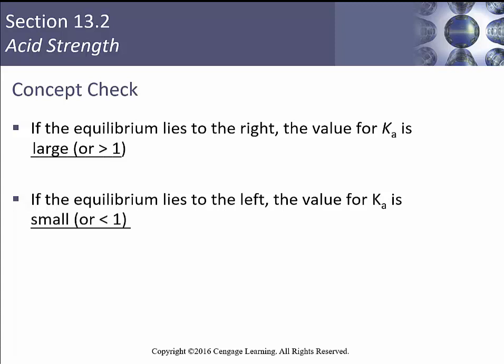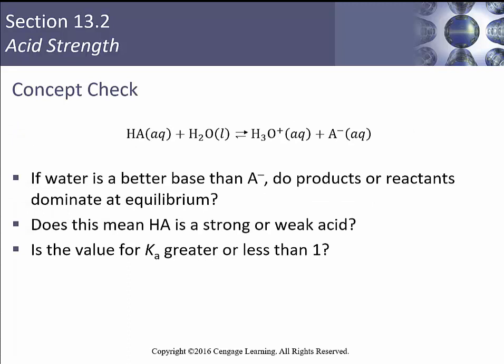So let's do a quick concept check. If water is a better base than A minus, do the products or reactants dominate at equilibrium? Pause. What do you think? Products or reactants? Right, it's going to be the products. Does this mean HA is a strong or a weak acid? It means that it's going to be a strong acid. Is the Ka value greater or less than 1? It's going to be greater than 1 because it's going to favor those products.